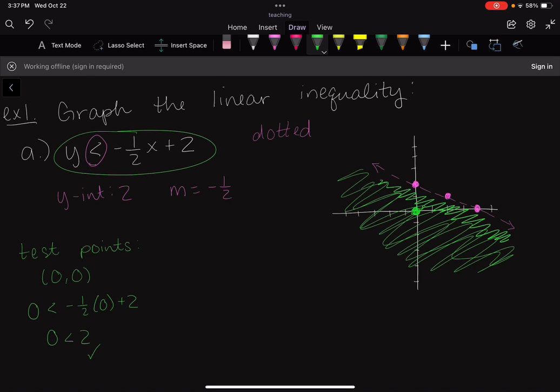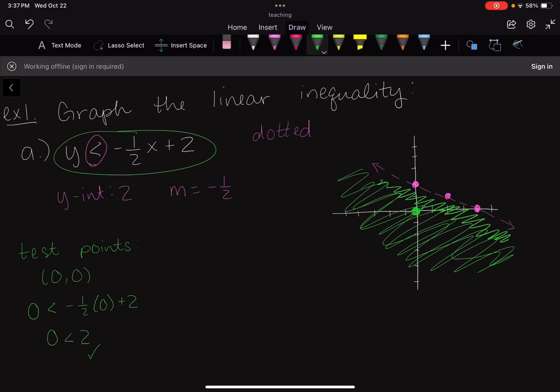That's also the reason that you need it to be dotted, because if I actually plug in one of these points, for instance, if I had plugged in the point 4, 0, it's actually not going to be true in the inequality. So that's why we need a dotted line. We only want to shade below the line.